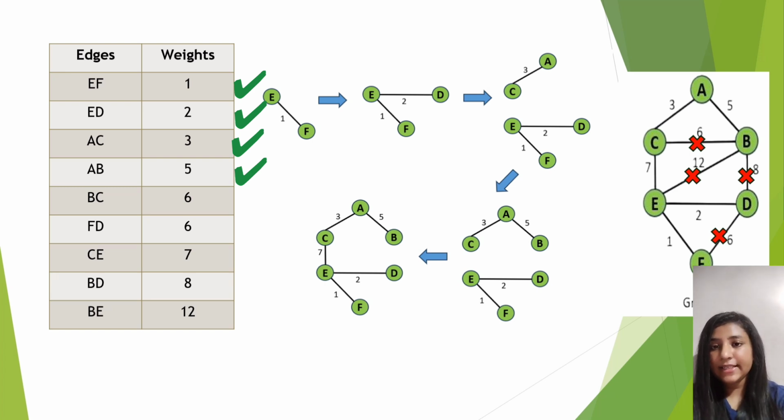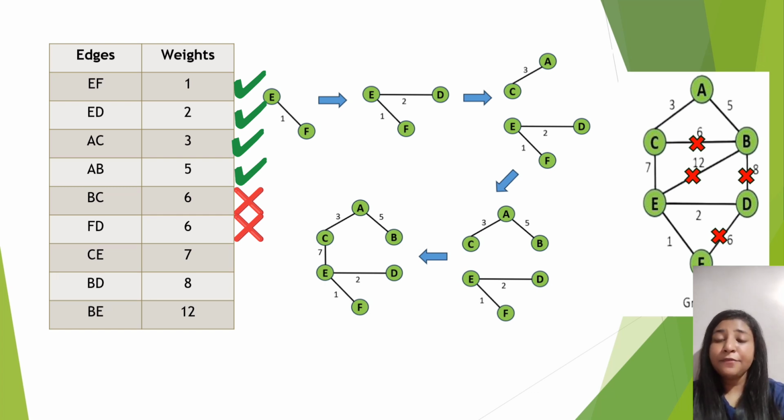BC with weight 6. Notice B and C are already connected via A. We have AB and AC. Adding BC would make a cycle, so we skip BC. FD, weight 6. F and D are already connected through EF and ED. So FD would make a cycle in that component, so we skip FD too.